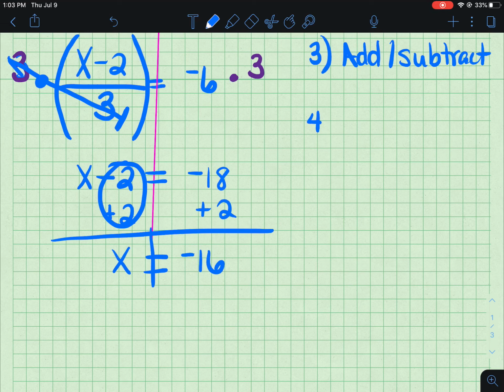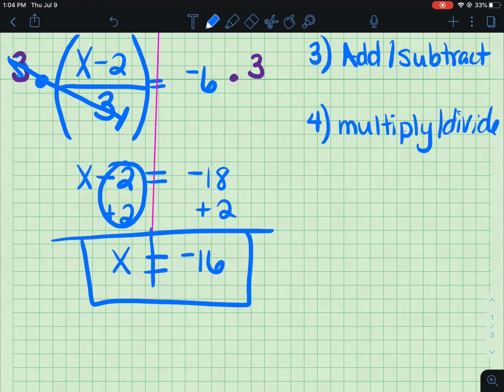Now the fourth step here we don't even have to worry about, which is multiply, divide, but we already have x by itself. So sometimes we skip some of these steps, okay? But if you ever get lost in a problem, go back to the steps and see, did I miss a step? Did I skip a step? Did I double a step? Okay, that's a good way to look at it.